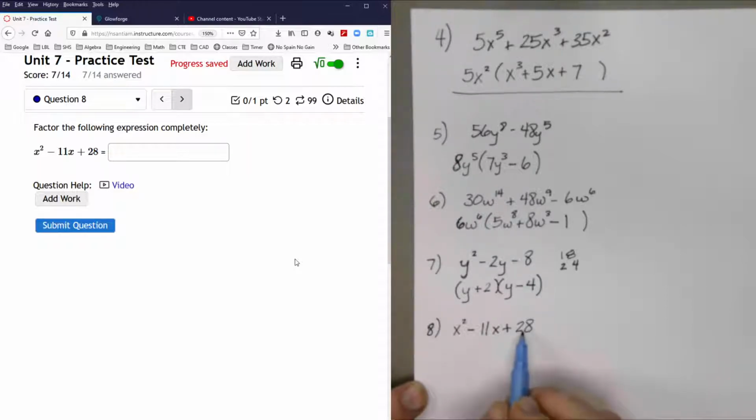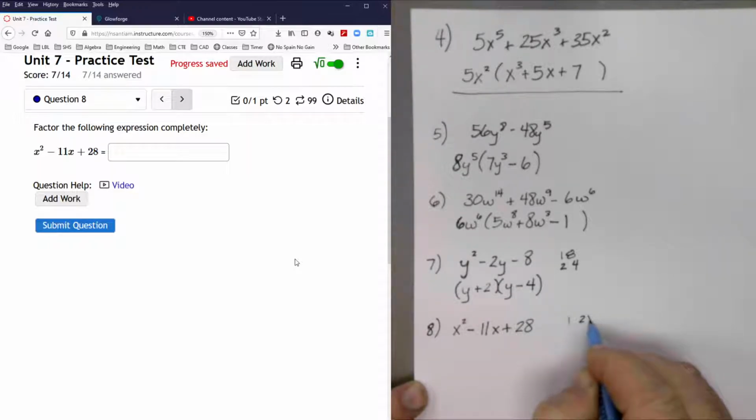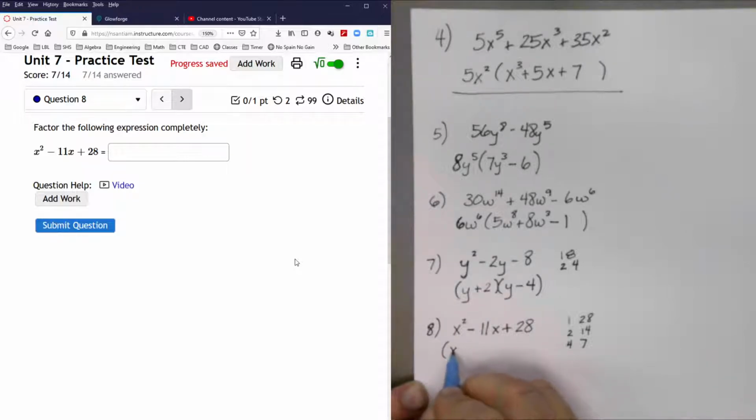So I'm looking for the negative factors of 28 that add up to give me negative 11. If I don't immediately see it, I can just start writing them down. 2 and 14, 3 doesn't go into that, 4 and 7 do, and I think that's it. I'm looking for ones that add up to negative 11, so that's going to be 4 and 7. So I'm going to have x, and both of these have to be negative in order for that middle term to be negative and that last term to be positive. x minus 4, x minus 7.